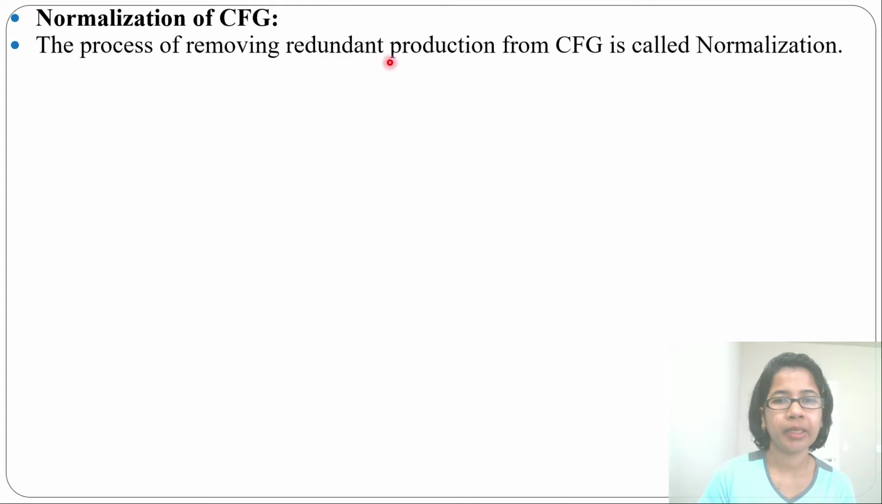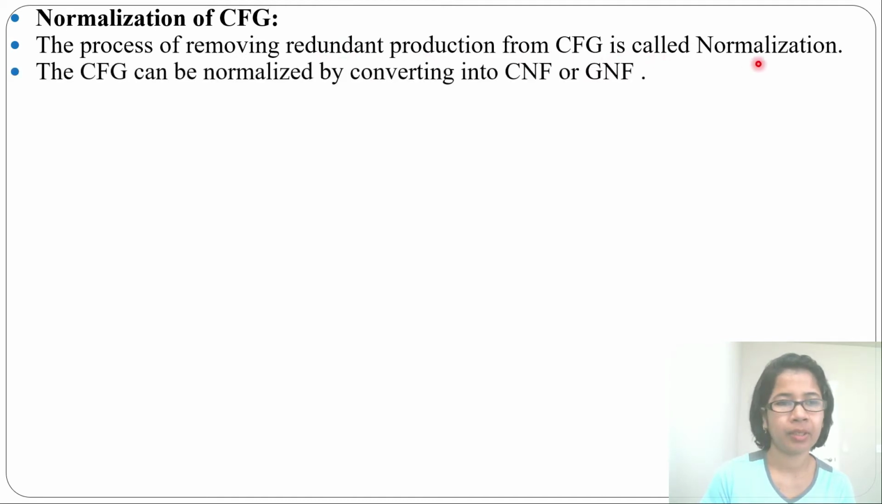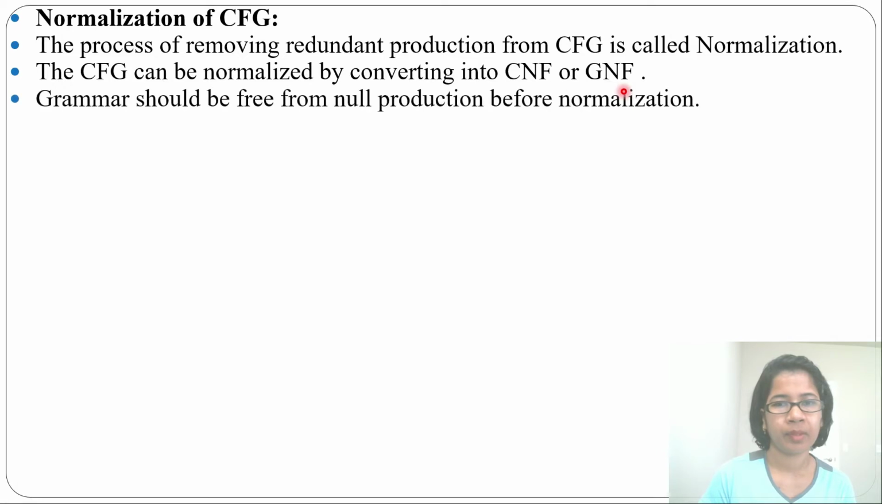Hi, let's discuss normalization of context-free grammar. The process of removing redundant production from context-free grammar is called normalization. The CFG can be normalized by converting into CNF or GNF. I will explain what is CNF and GNF.